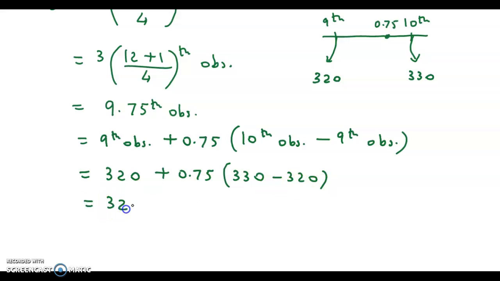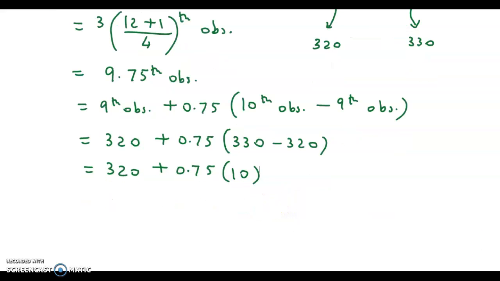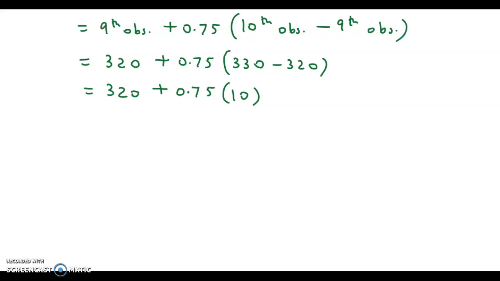So we have 320 plus 0.75, this difference is 10. Let's multiply 10 into 0.75. Let's see what we get. 0.75 into 10 gives 7.5, and if we add the two, we get Q3 as 327.5. So this is the third quartile.